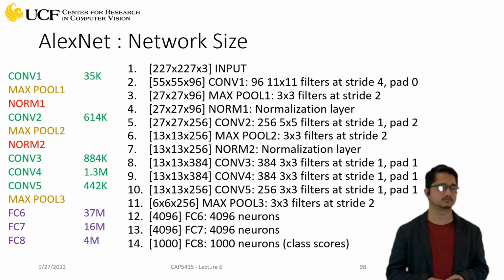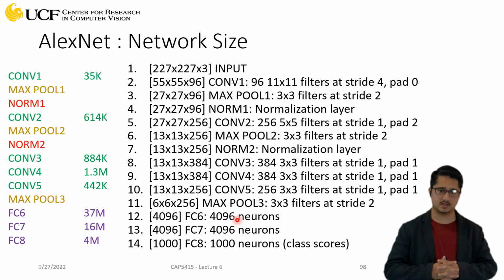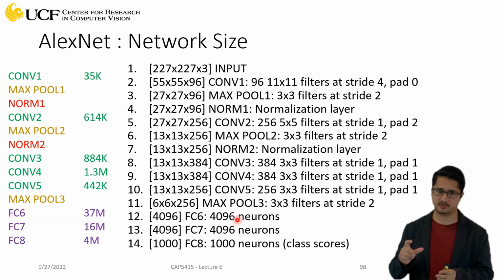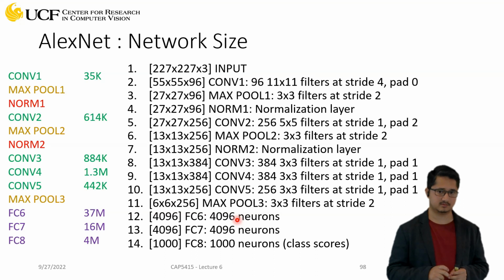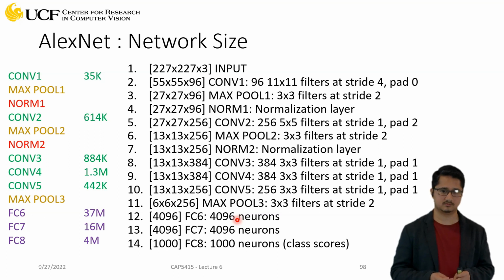Yeah, Professor. 4096 are there, right? Yeah, the flattened values. That's the number of neurons. Okay. That's the number of neurons you have in FC6. Okay. Yeah. Got it. FC6 is a fully connected layer. Is that it, Dr. Rawat? Yes, yes. Okay.